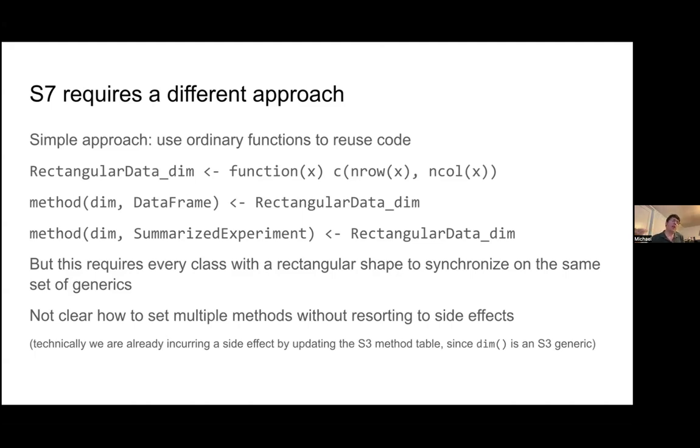But that does require every class to stay in sync. As new rectangular data implementations come about, you would have to say, oh, we could share this code, we can share dim names, and now all the classes have to be updated so that they're registering their dim names method using this common implementation. So it's not quite as good as multiple inheritance for that. And anyway, I couldn't really think of an obvious way of doing this.